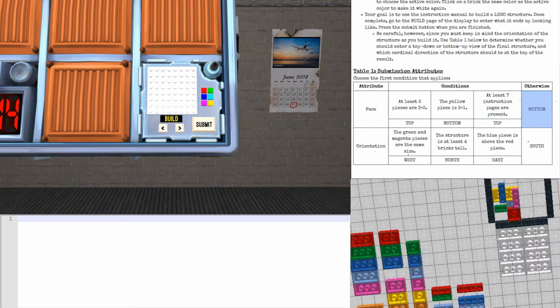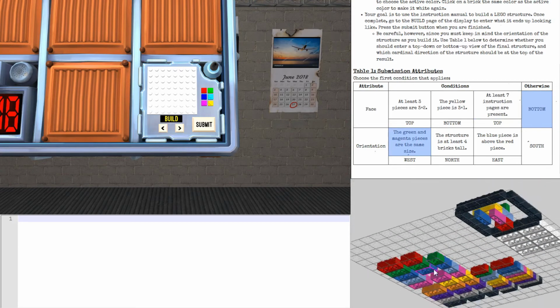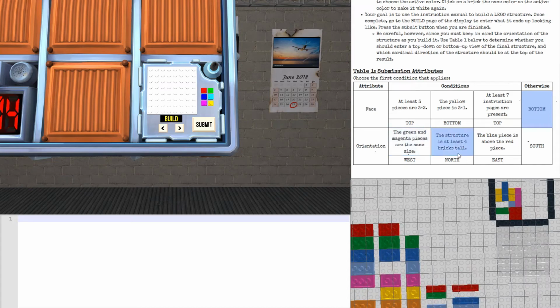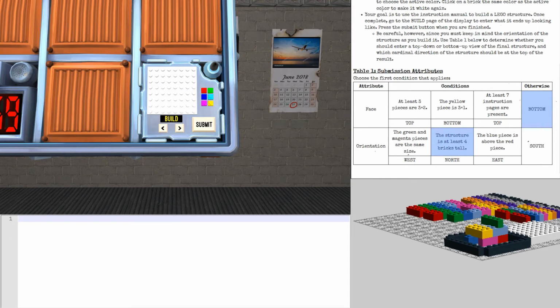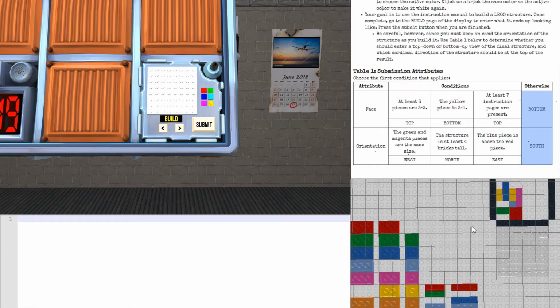So we're looking from the bottom. The green and magenta pieces are the same size. Well, the magenta one is 3x1, the green one is 4x1, so that's a no. The structure is at least 4 bricks tall. No, it's only 3 bricks tall. The blue piece is above the red piece. It is not, it's on the same level. They're both on the bottom. So we want south, which means this orientation is correct, where the north part is on the bottom.